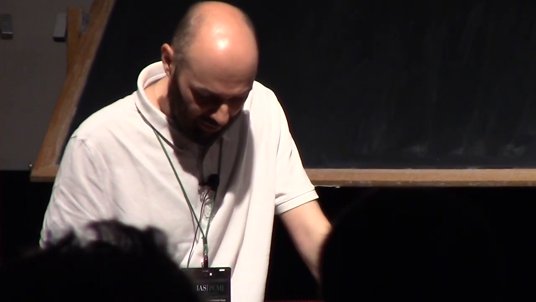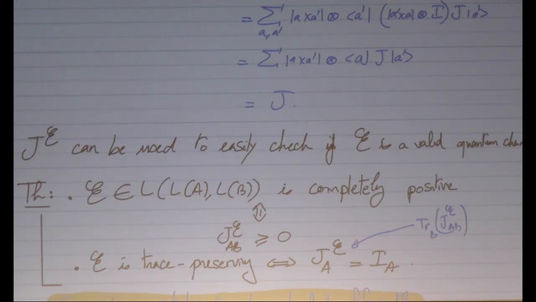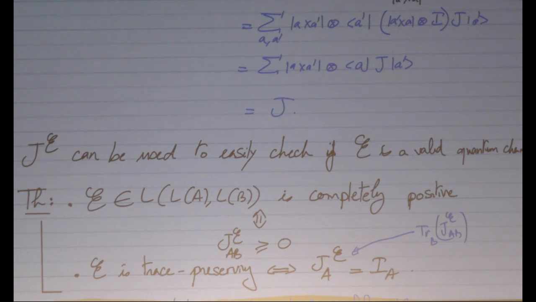So why is this representation useful? This is an important thing: this representation can be used to easily check whether a given linear map is a valid quantum channel or not. In the way I defined it, if I give you a linear operator by specifying it in some way, how do you test whether it's a valid quantum channel? In the definition I gave, a priori it looks very complicated because you have to test all possible Hilbert spaces, do the tensor identity, and test on all positive operators that the output is positive. This looks quite complicated, but you see now that it's actually relatively simple.